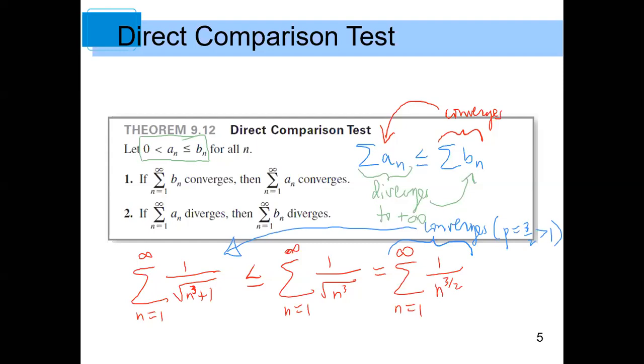Does that make sense? So direct comparison is a pretty useful tool. Please ask questions. Any questions on that?